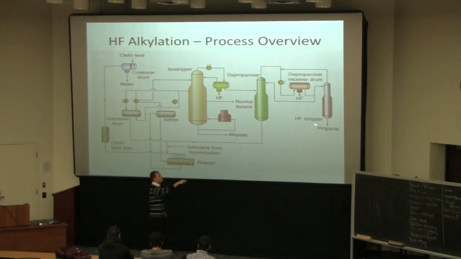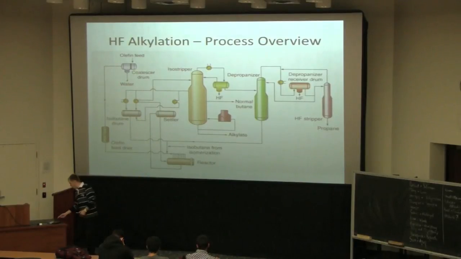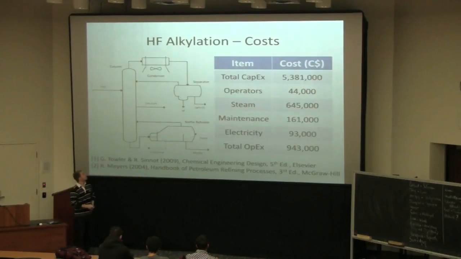First you have to strip it, which means you have to send it through this vessel, which is packed with alumina and also lime, which will help strip out residual HF. In my process, when I built it, I found that we needed columns about 1.6 meters in diameter and 5.5 meters tall. The total cost for this was $5.38 million.